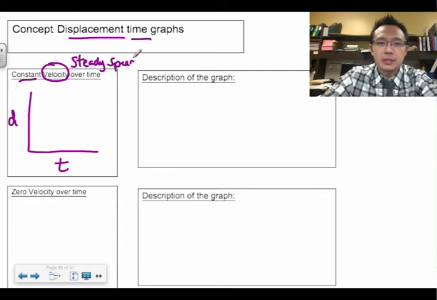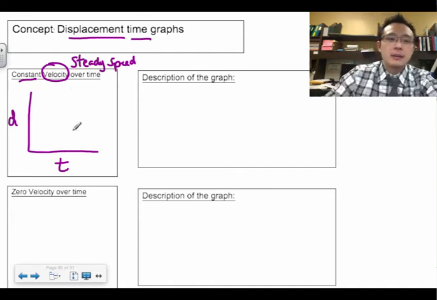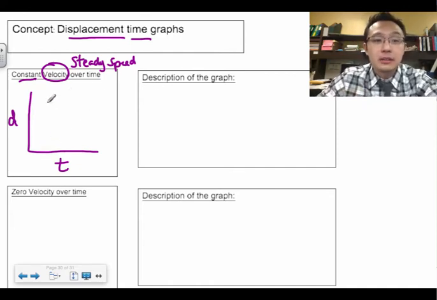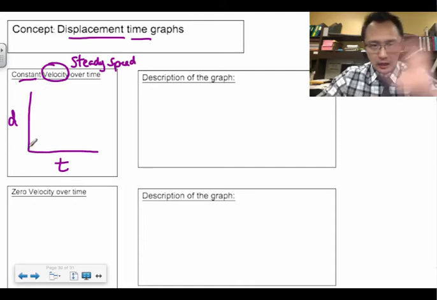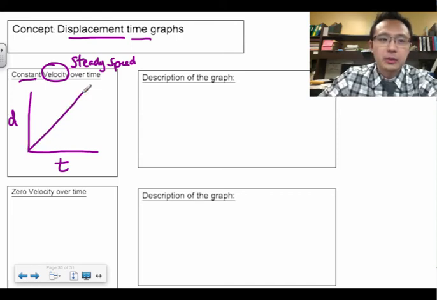I don't want to use speed and velocity too much because speed is actually a scalar while velocity is a vector with a direction. But to give you an idea, since it's constant, if you remember from the previous video, your line is going to be a straight positive slope line. So this is your displacement time graph on a steady velocity.